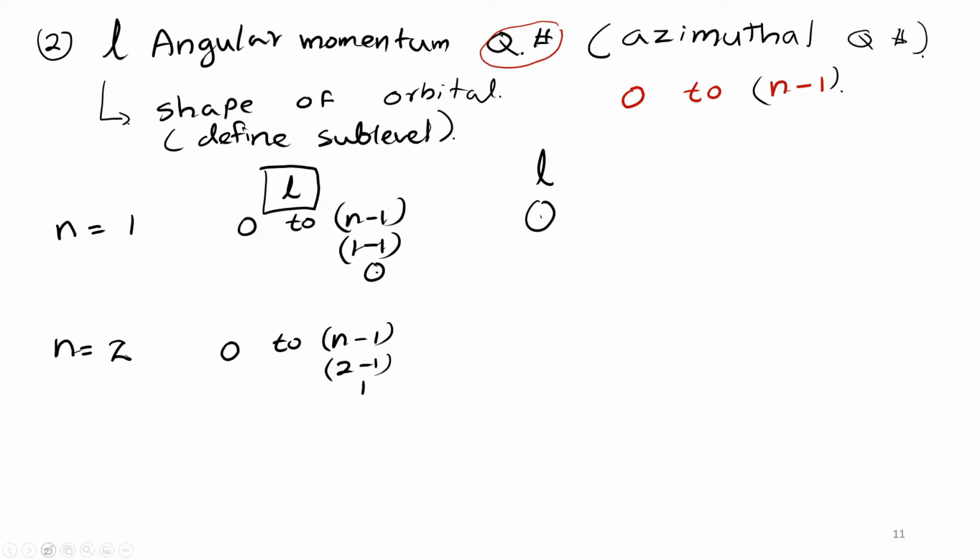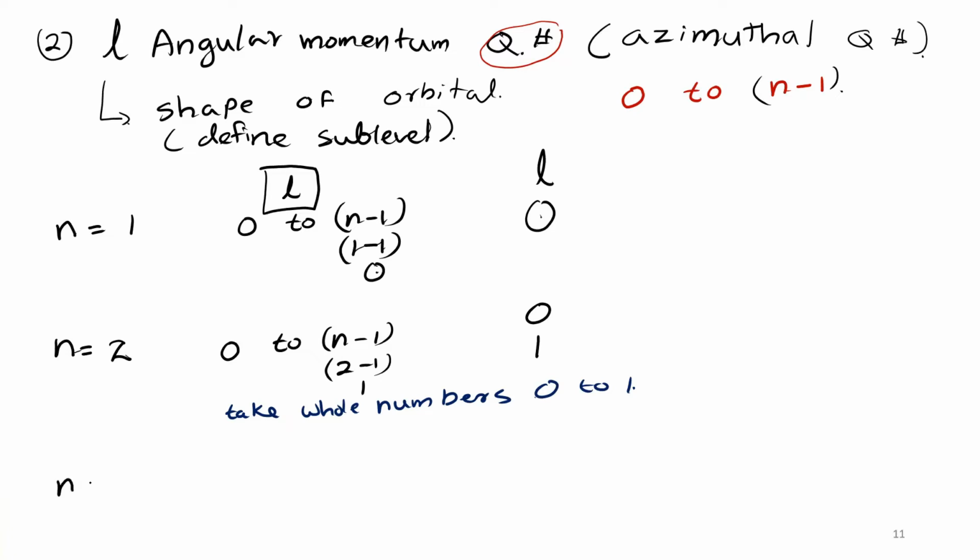So here, take whole numbers, 0 to 1. So what are the whole numbers? You have 0 to 1, it's 0 and 1 itself. I will put it like this. You get 0 and you get 1.